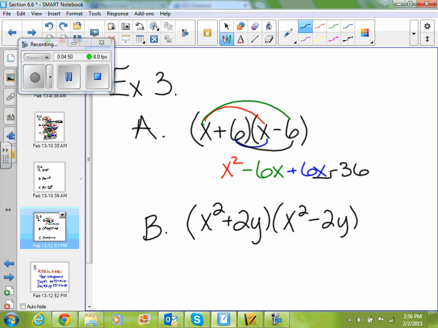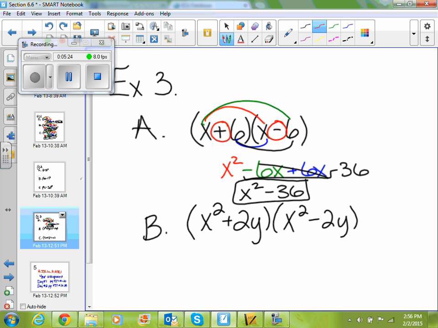Then we have to combine our middle two terms. So the x squared stays the same. What's a negative 6x plus 6x? What's negative 6 plus 6? 0. So those cancel. And then I still have this minus 36. When you're looking at the difference of two squares, where one is positive, one is negative, and they're the same number, like 6 and 6, then they'll cancel. Your middle terms will always cancel. So if your middle terms aren't canceling, you did something wrong if it looks like that kind of problem.